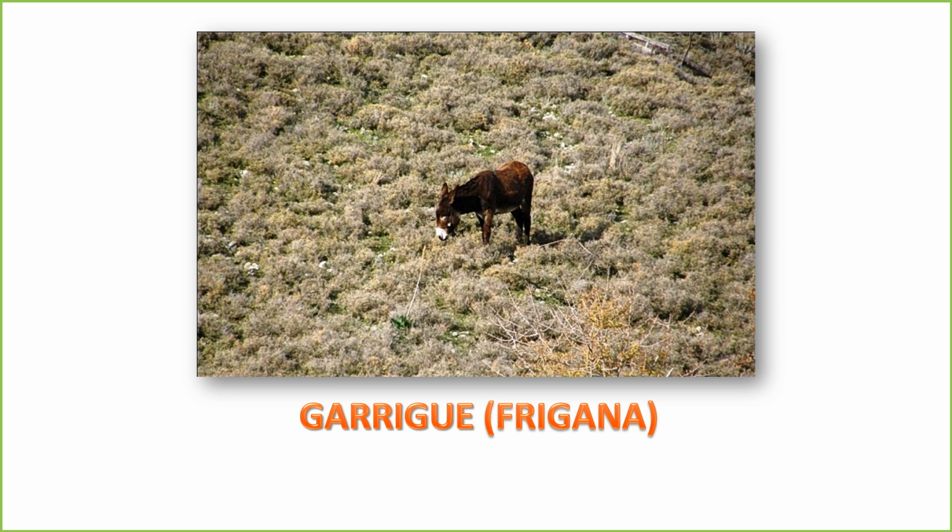Garrigue ecosystems are not only ecologically important but also contribute to the cultural and culinary identity of regions with a Mediterranean climate. The aromatic herbs characteristic of garrigue are often used in traditional Mediterranean cuisine and herbal remedies.